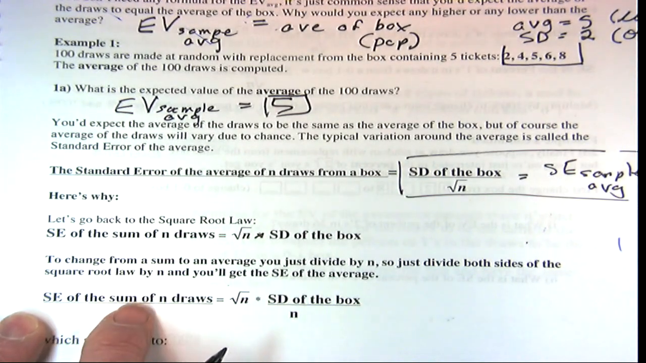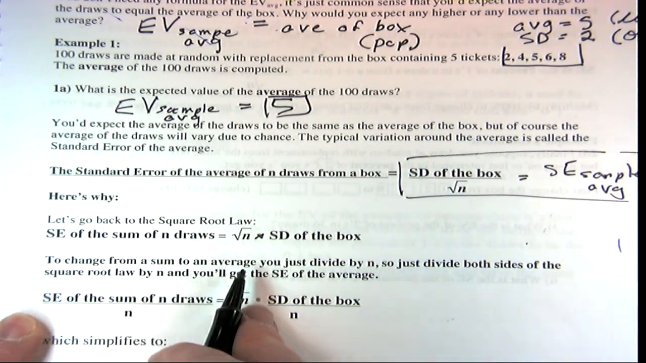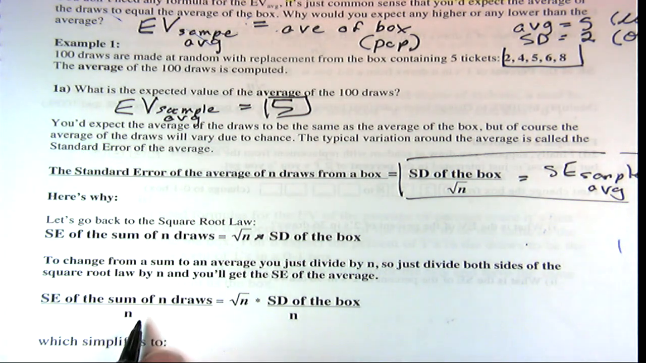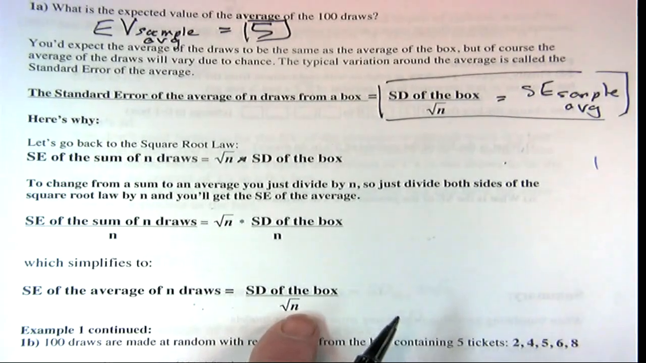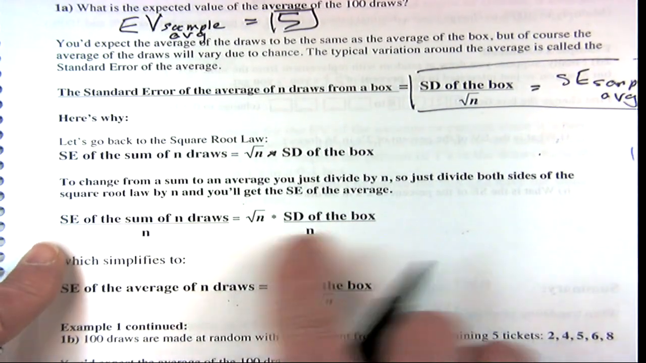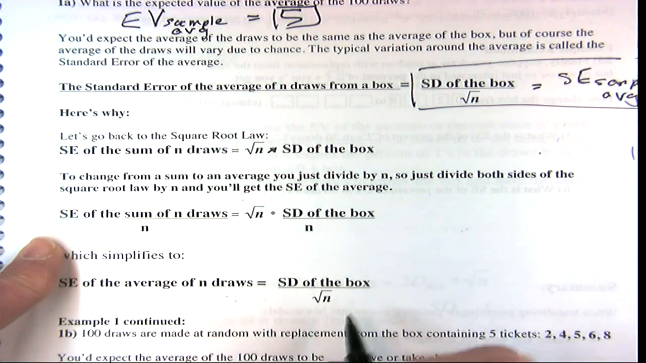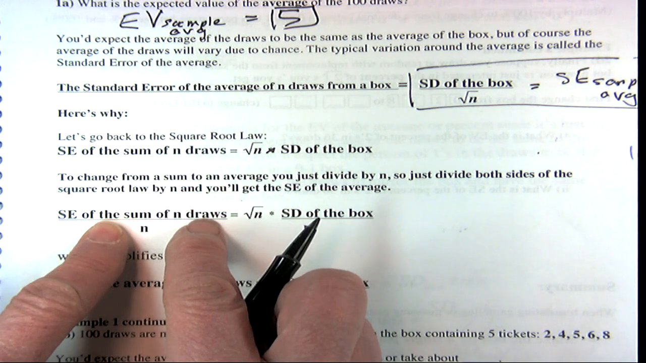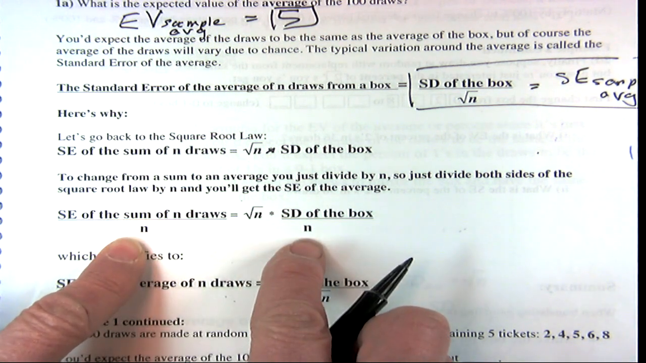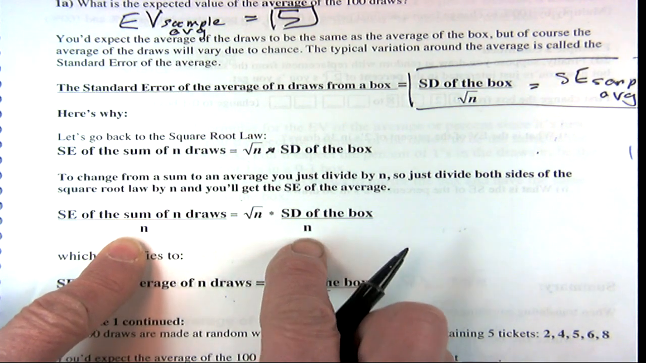a sum is, what an average is. So to change from a sum to average, you just divide by n. So if we divide by n, it's going to simplify to that very easily. Here's our standard error for the sum, and here's the sum. To get an average, you're just going to divide it by n. That's how you take an average.